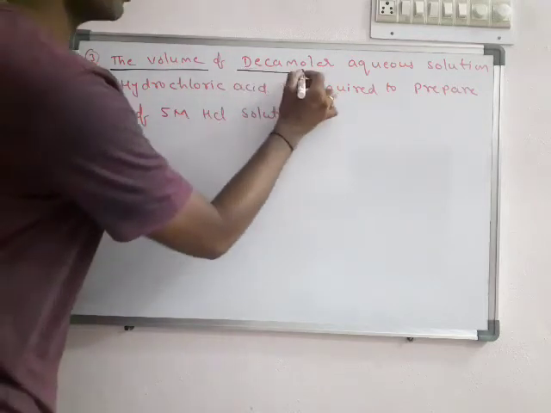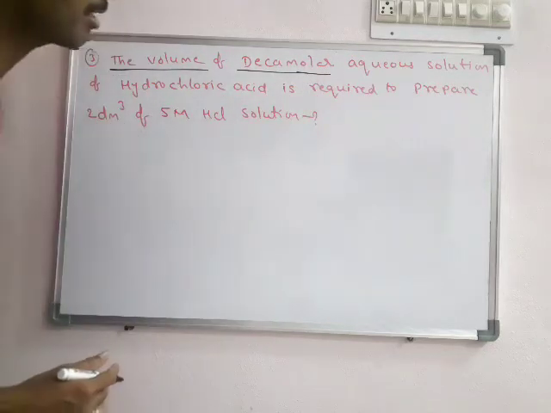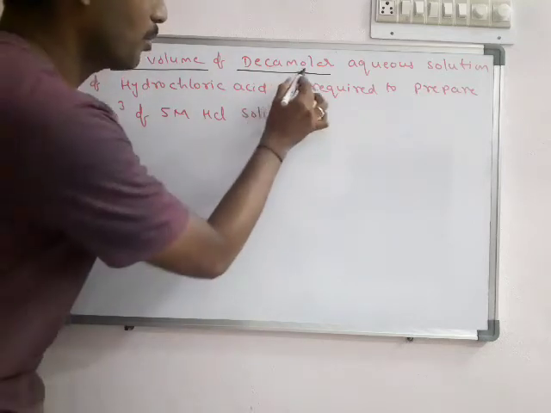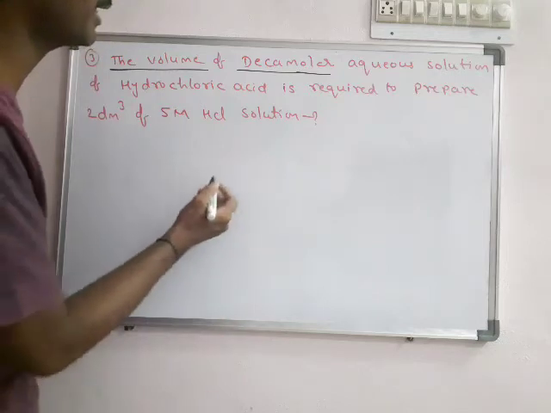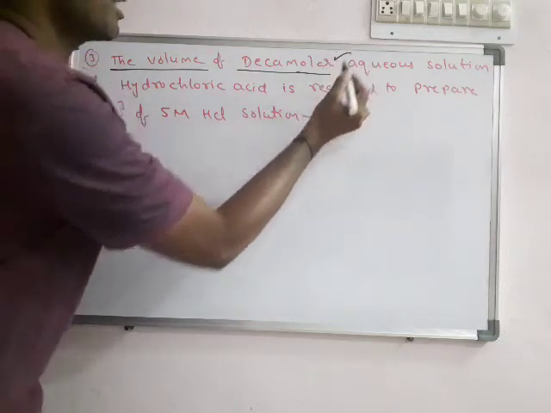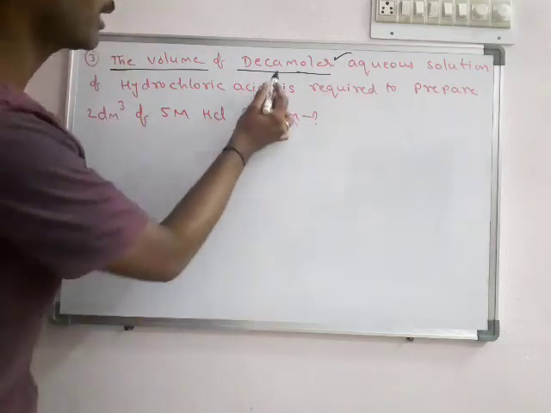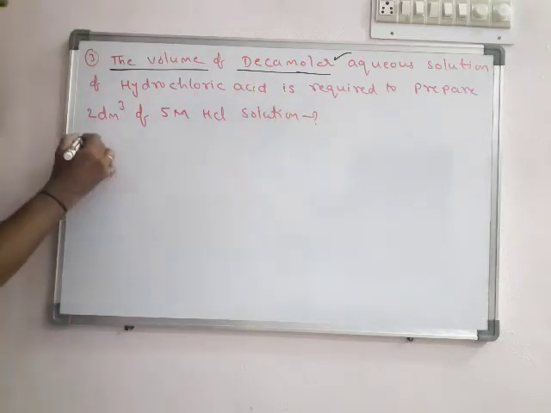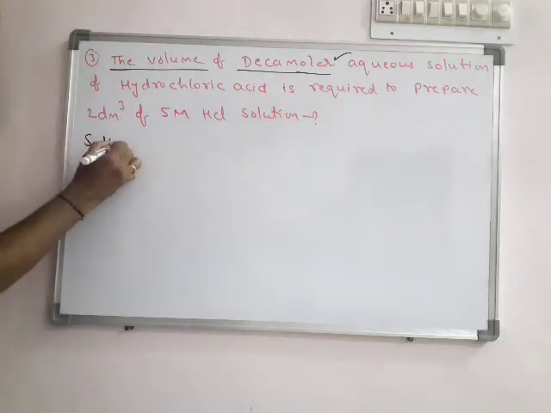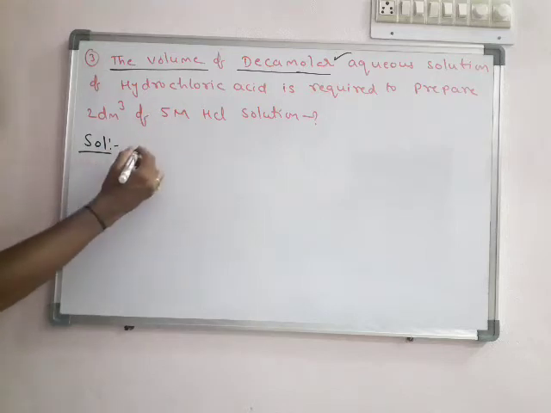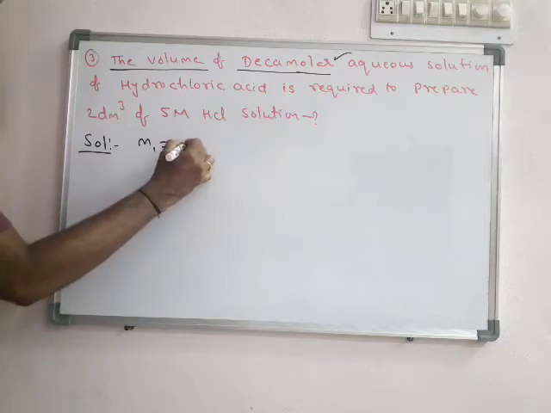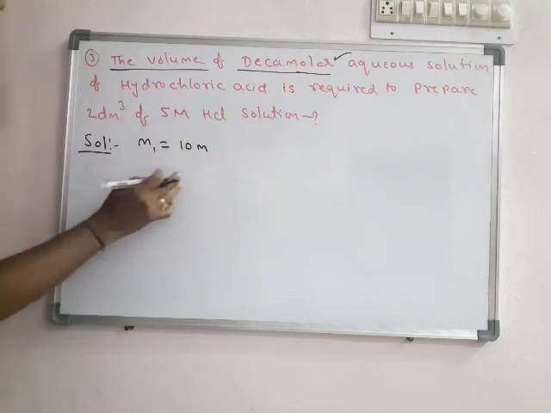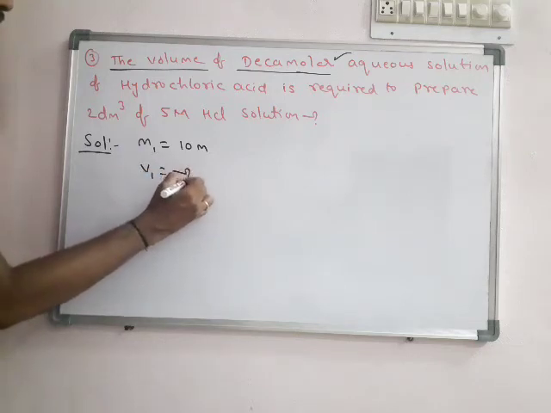Deca means 10, and molar refers to molarity. So the molarity of the solution given is 10, and the starting solution molarity is 10 only. So decamolar, the starting molarity is 10, molarity being moles per liter. We need to find the volume.